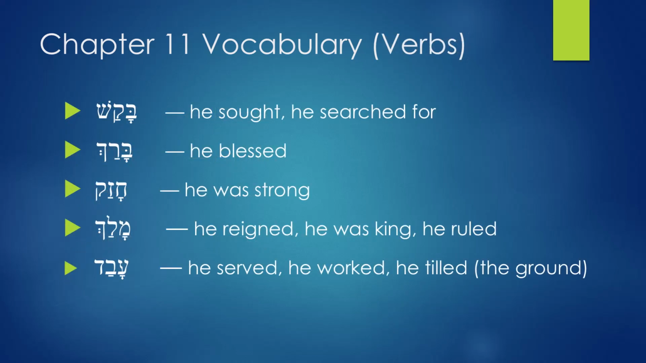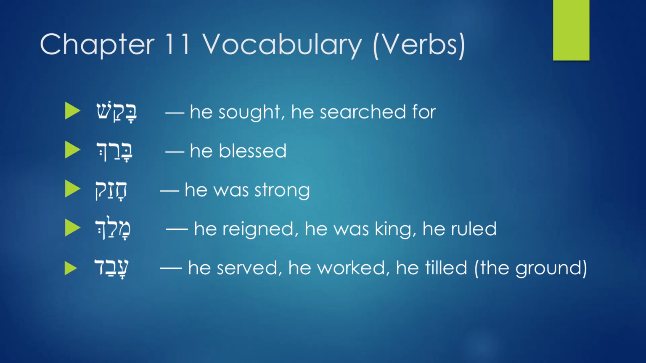Let's come to the verbs. First one we have Bakash. Bakash means he sought, or he searched for. Next we have Barach. Barach means he blessed. Next we have Chazach. That verb means he was strong. Next we have Malach. Malach means he reigned. He was king, he reigned.